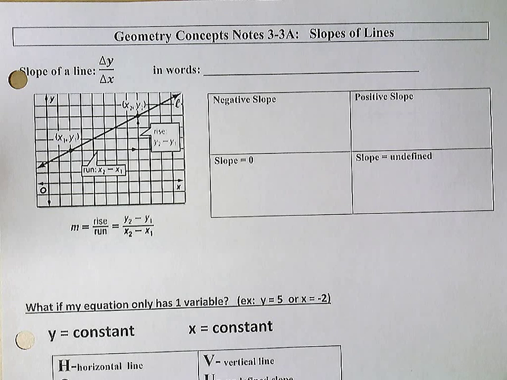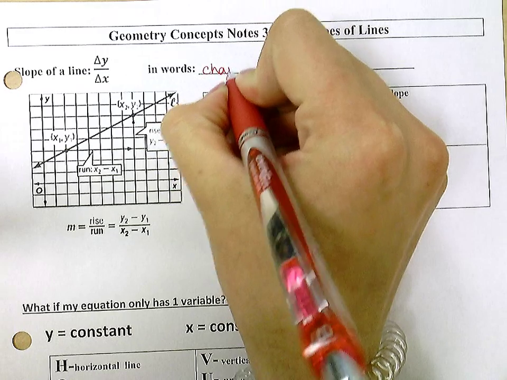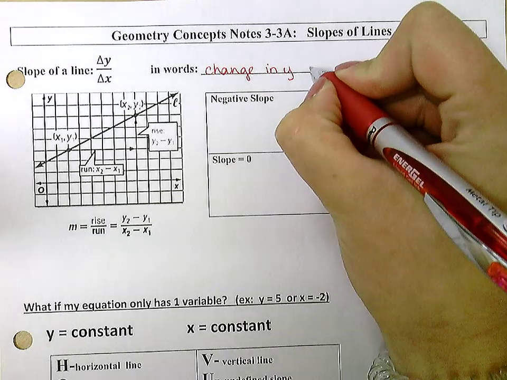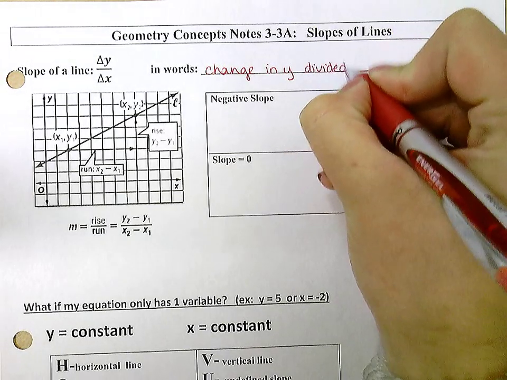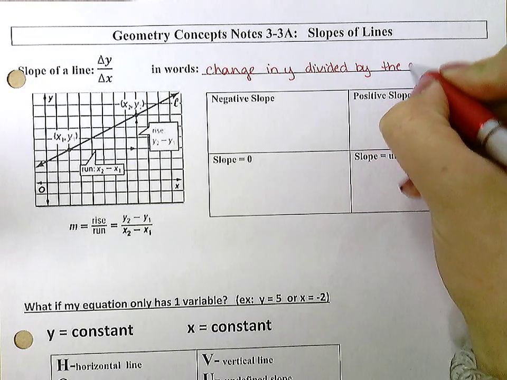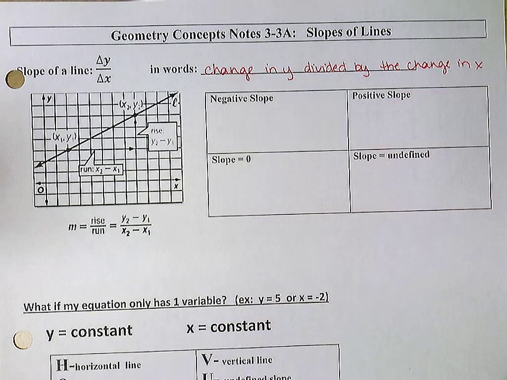Change. So in words, the change in y divided by the change in x. Okay, so how our numbers, our y values, change, divided by that change in our x values from point to point.